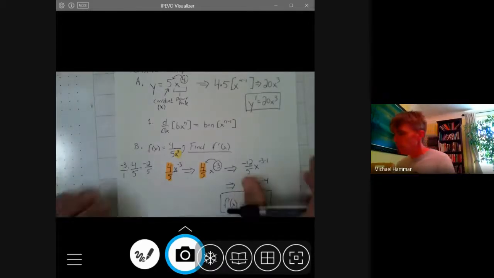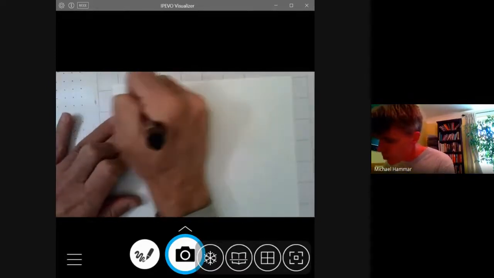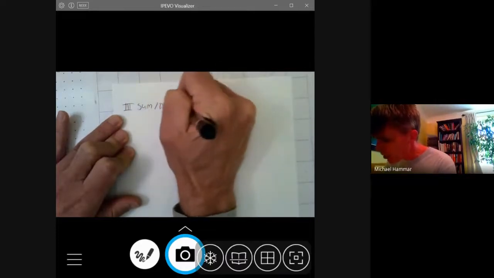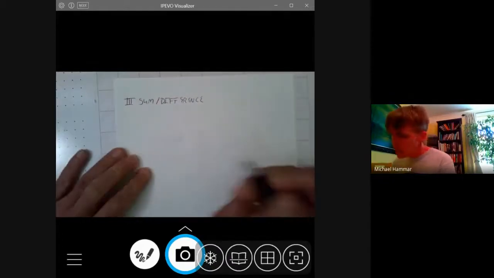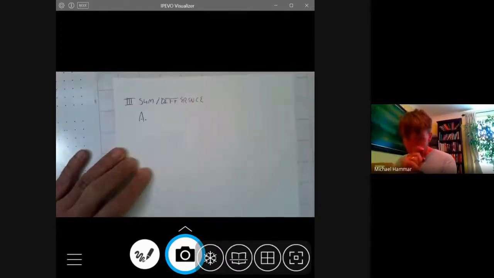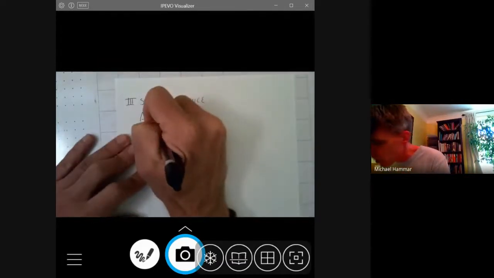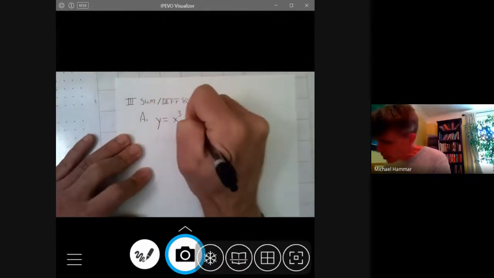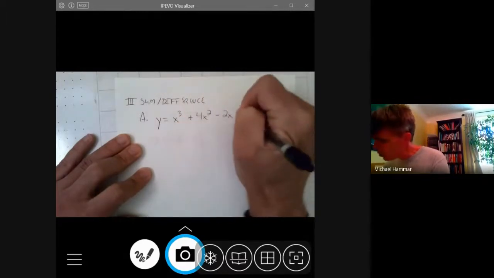to a power. Now, the final rule that we're going to be taking a look at is called the sum and difference rule. So the sum difference rule. And we all know that a sum just means to add and a difference means to subtract. So I like to show this rule just by showing you an example that you have probably seen. You have seen some sorts of polynomial expressions before. So let's say I give you y equals x cubed plus 4x squared minus 2x plus 7.